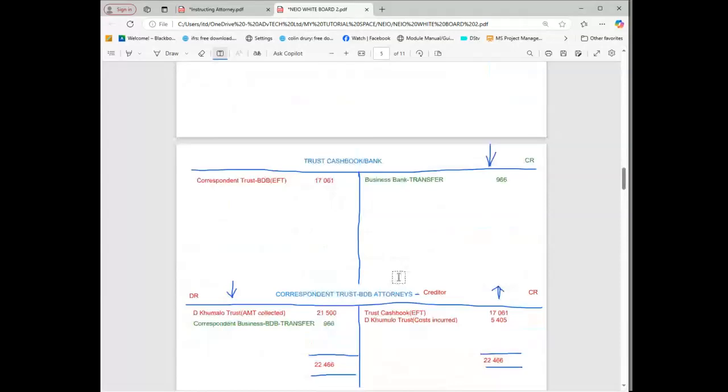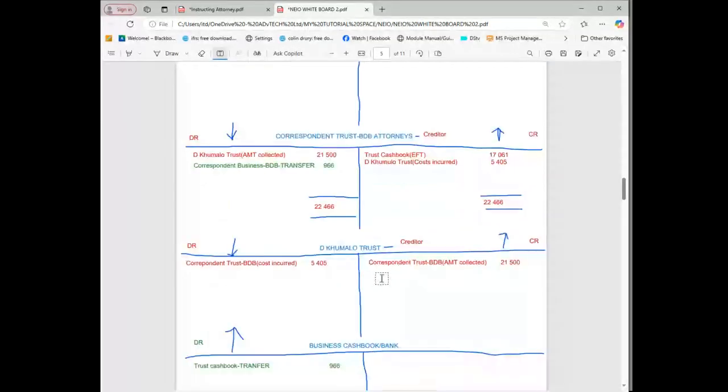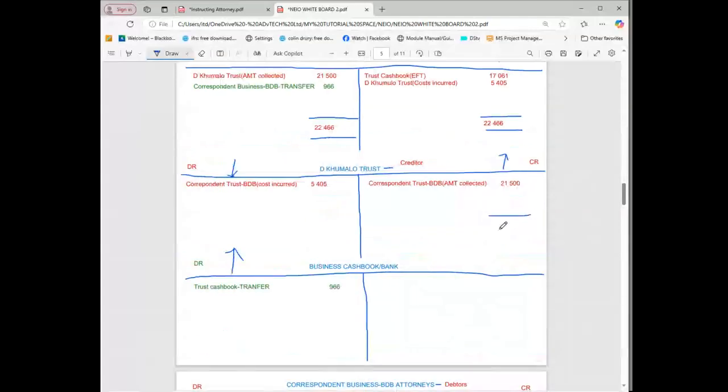Perfect. Okay, and then now we look at this one, our real client. Can you see now we're accounting to the client? So I'm gonna check how much we are going to pay our client now. The biggest side is the credit side. The difference is 16095.